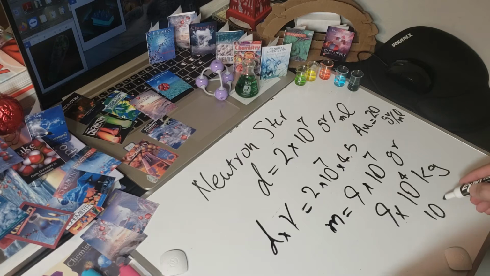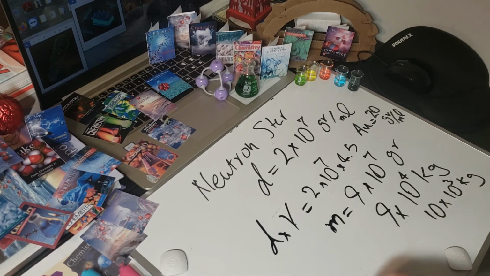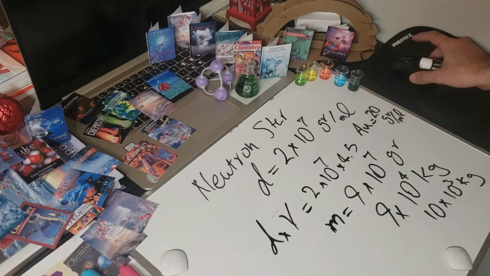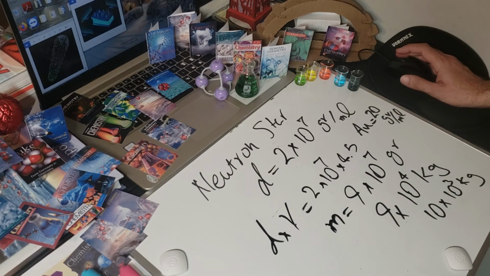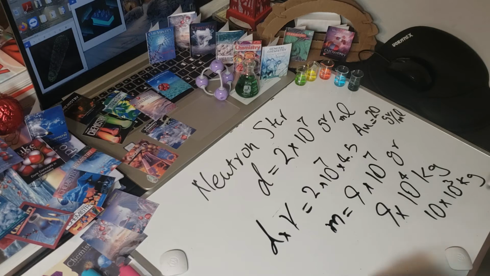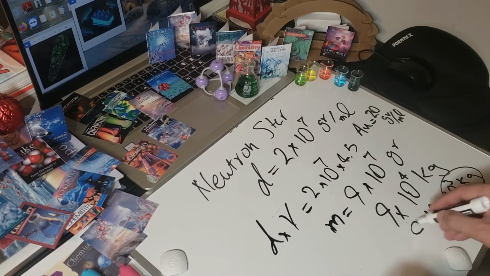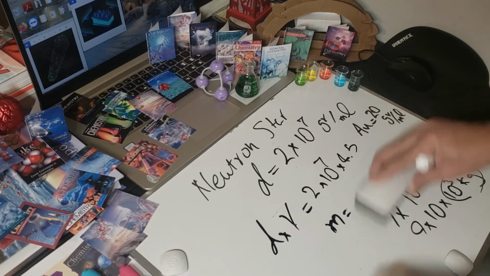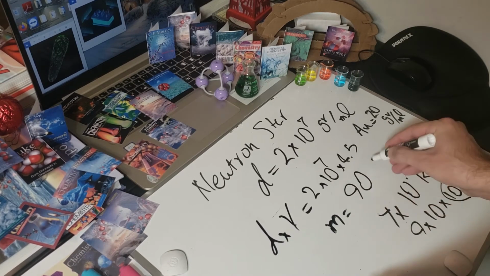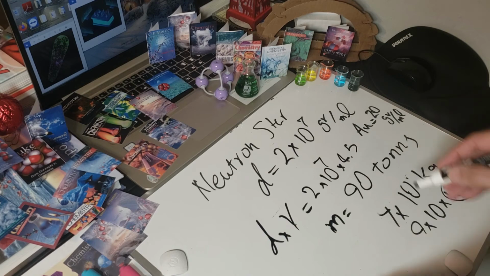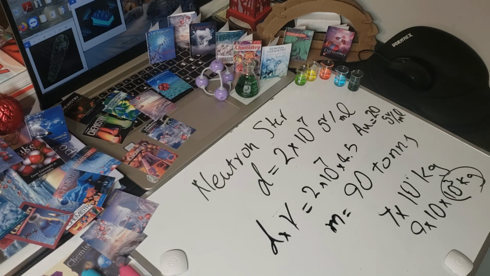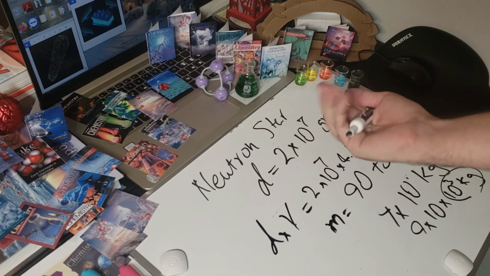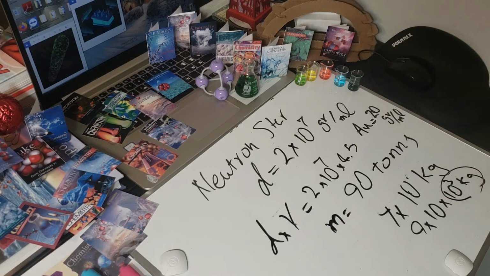Also, I could write that as 10 to the 3 kilograms, and 10 to the 3 kilograms, everybody knows, is a ton, so it would be 9 times 10 tons. So my mass would then be 90 tons, and that's how massive the small teaspoon of a neutron star would be.